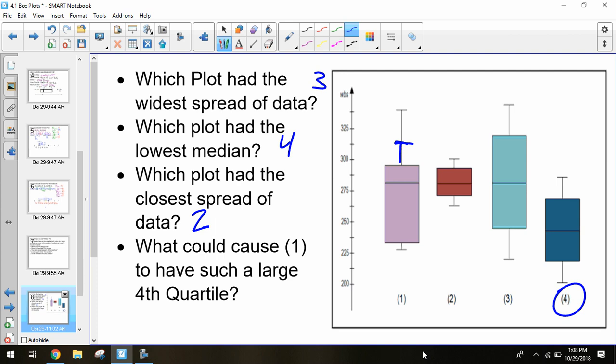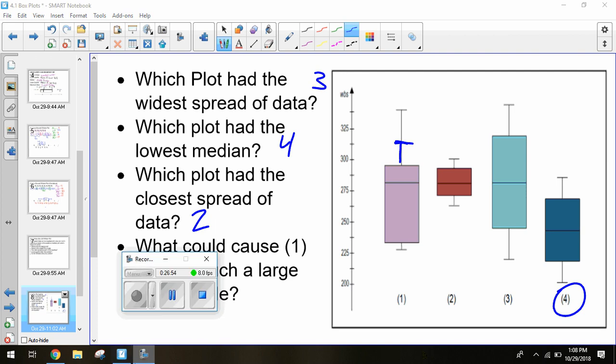We're going to practice this and talk about it more tomorrow. We're going to look at some data, create some box plots, and interpret what they mean tomorrow.